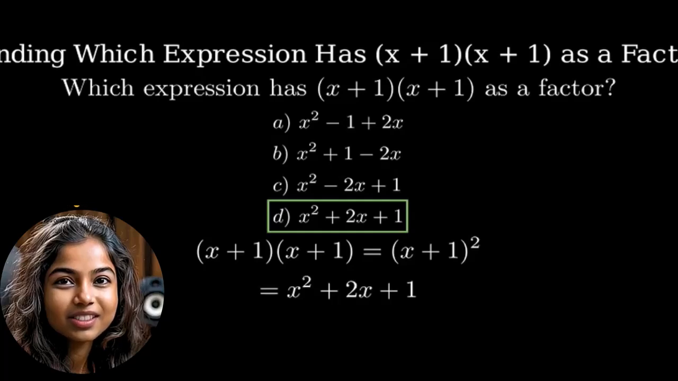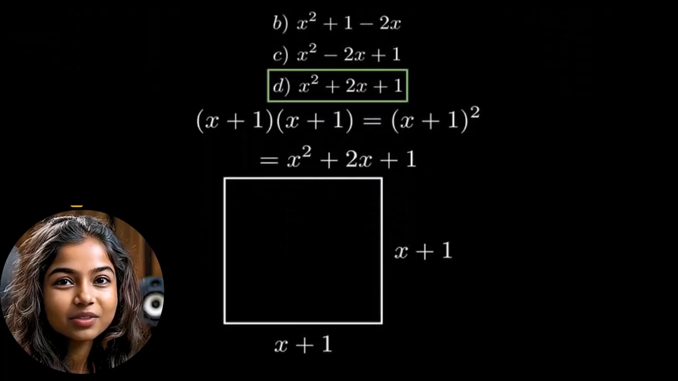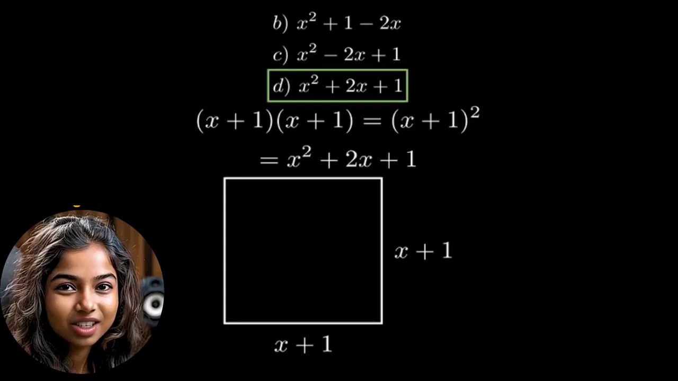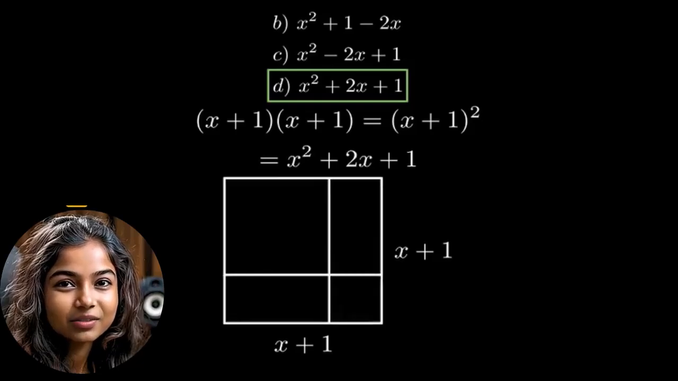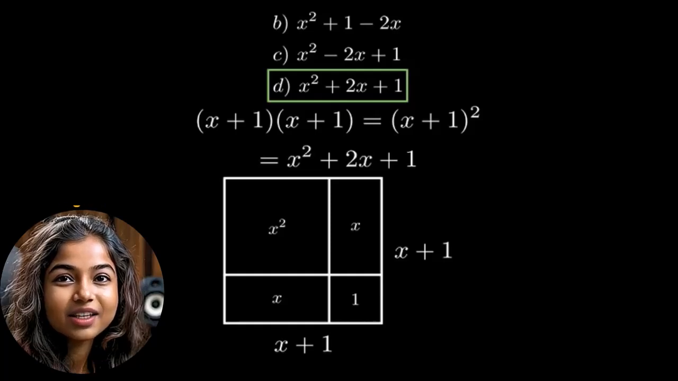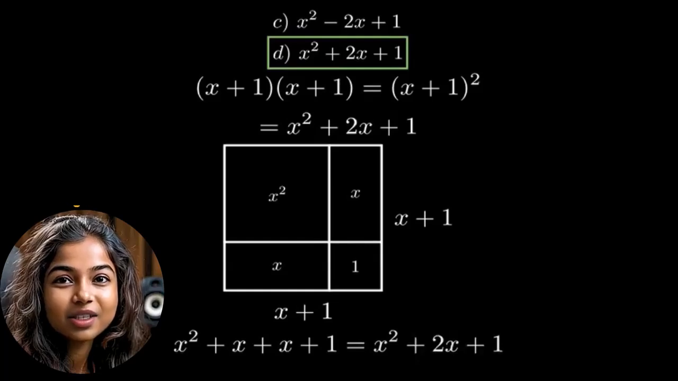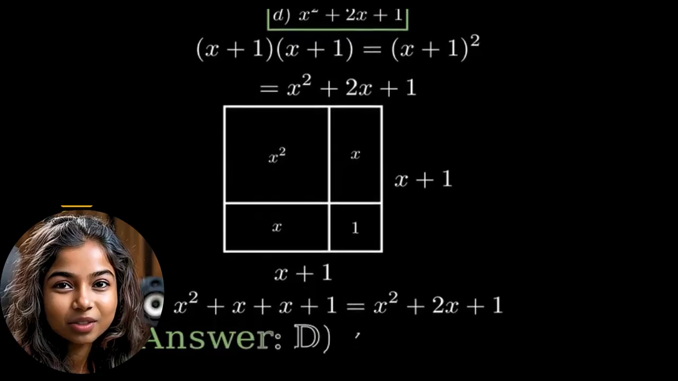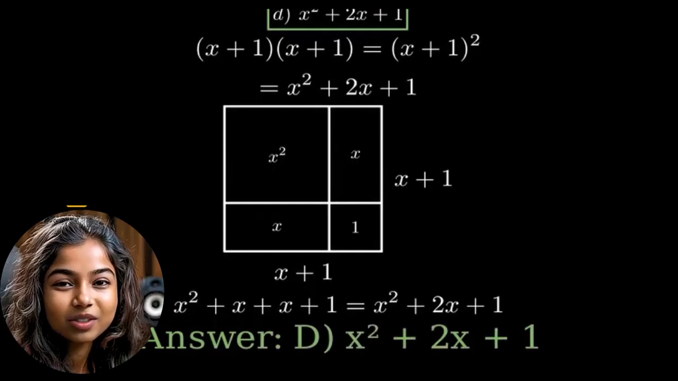Let's visualize this geometrically to understand why. x plus 1 squared equals x squared plus 2x plus 1. We can represent x plus 1 squared as a square with side length x plus 1. When we break this down into areas, the top left square has area x squared, the two rectangles each have area x, and the small square in the corner has area 1. Adding these areas, x squared plus x plus x plus 1 equals x squared plus 2x plus 1. Therefore, we can conclude that option D, x squared plus 2x plus 1, is the correct answer as it is equivalent to x plus 1 squared.